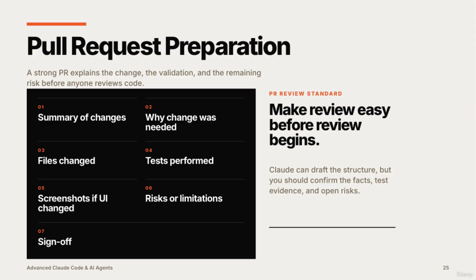Here are the key elements to include. First, provide a summary of the changes made. Next, explain why the change was necessary, what problem it solves or improvement it brings. Then, list the files that were modified so reviewers can quickly locate them. Be sure to describe the tests you performed to validate your changes.